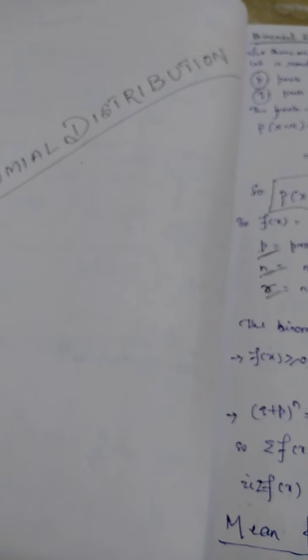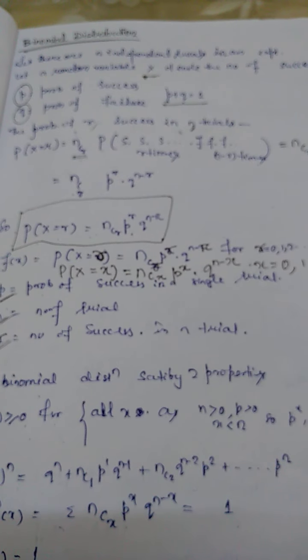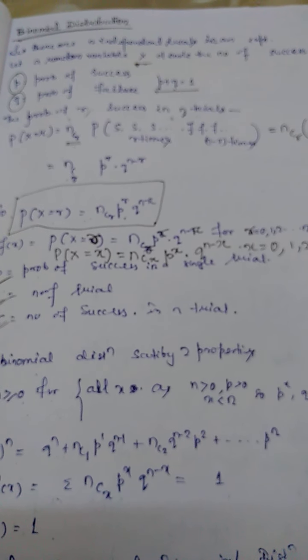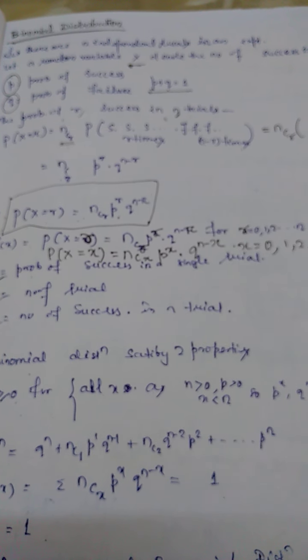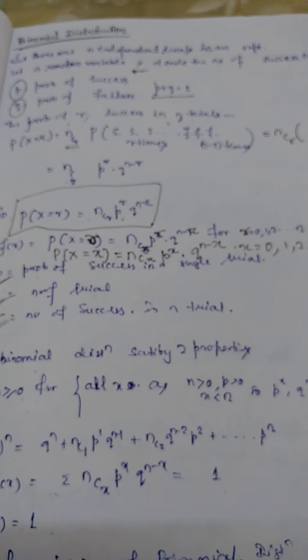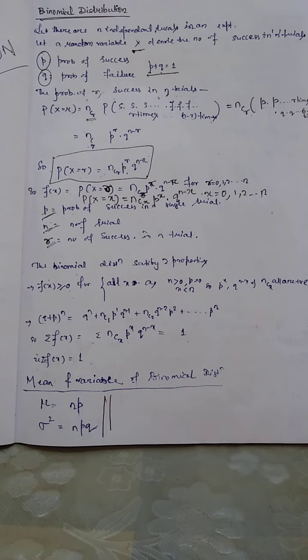Today we will start our next topic, binomial distribution. It is a discrete distribution where the domain is a discrete random variable. As we have previously discussed, any distribution where the domain is a discrete type is a discrete distribution.